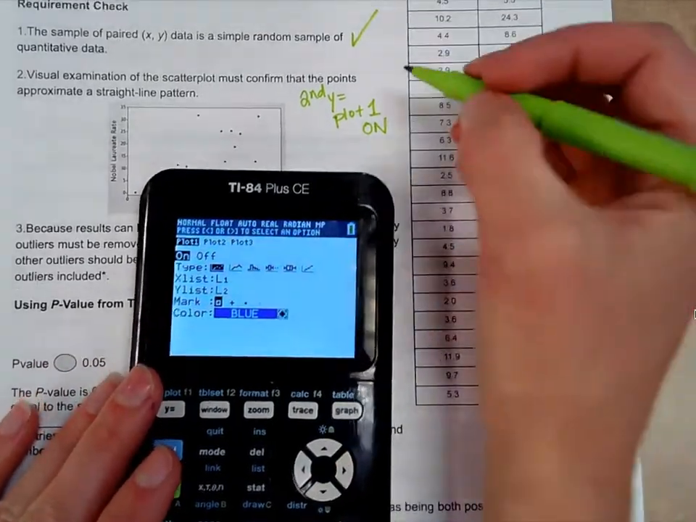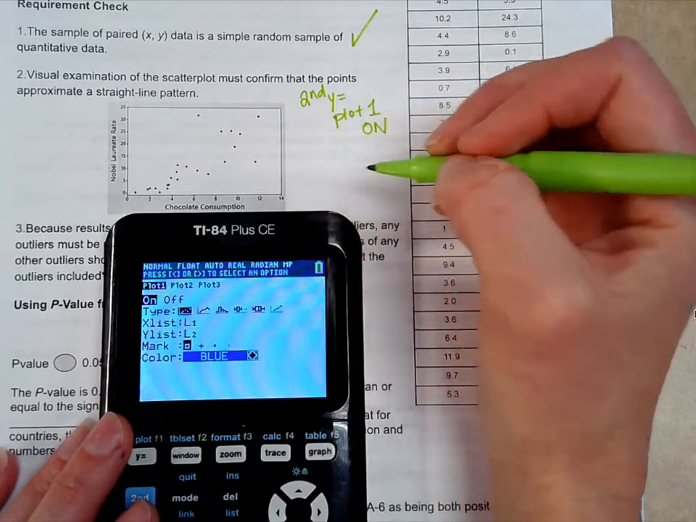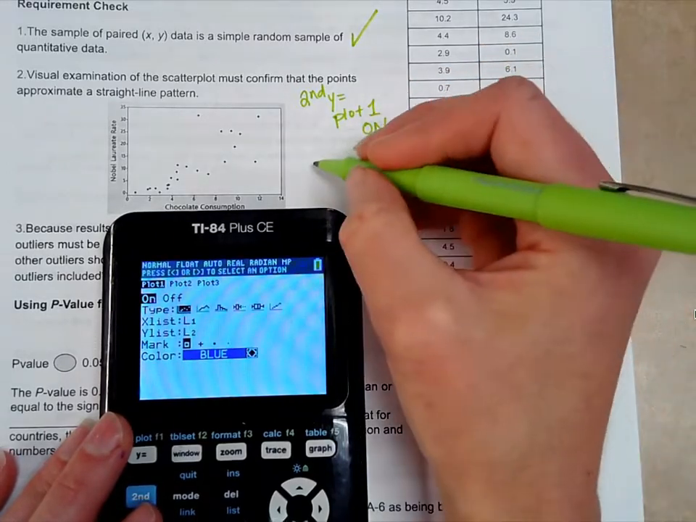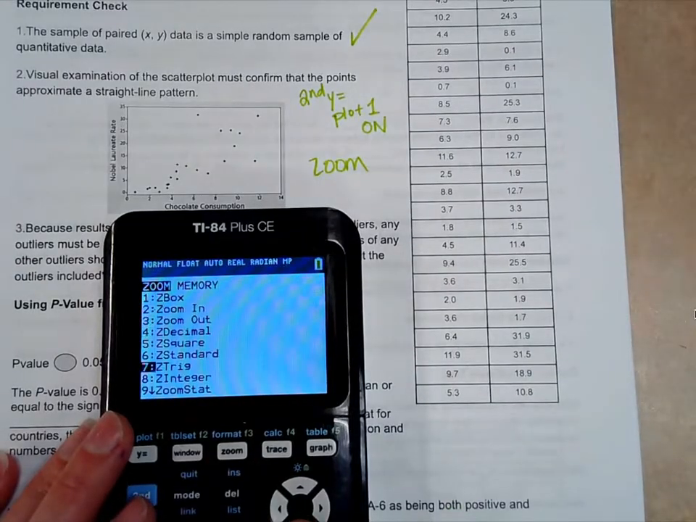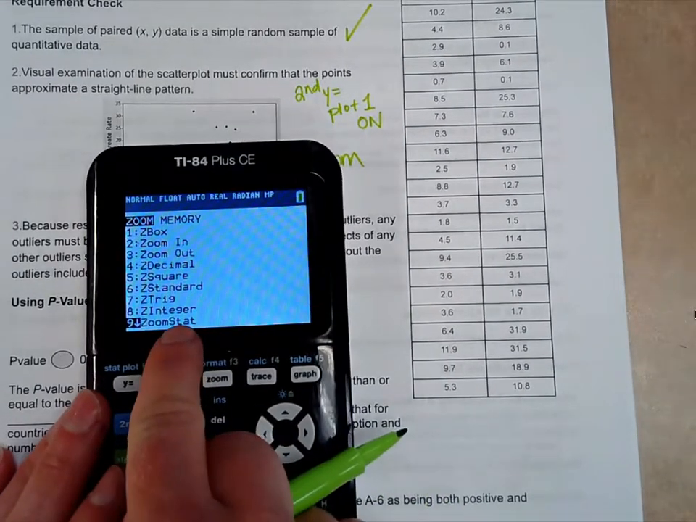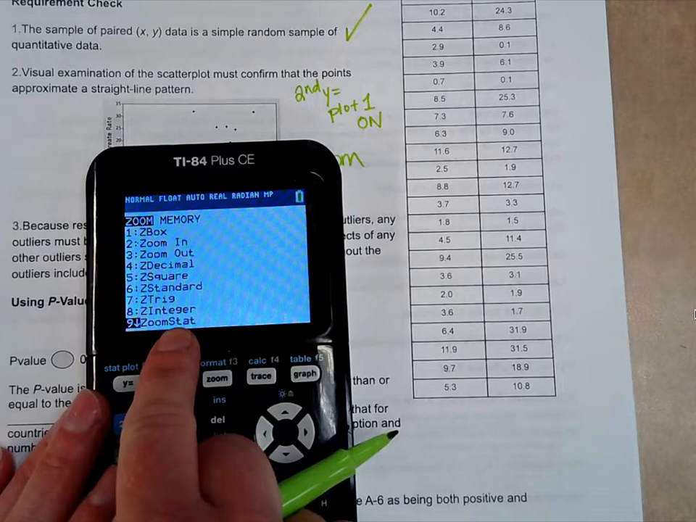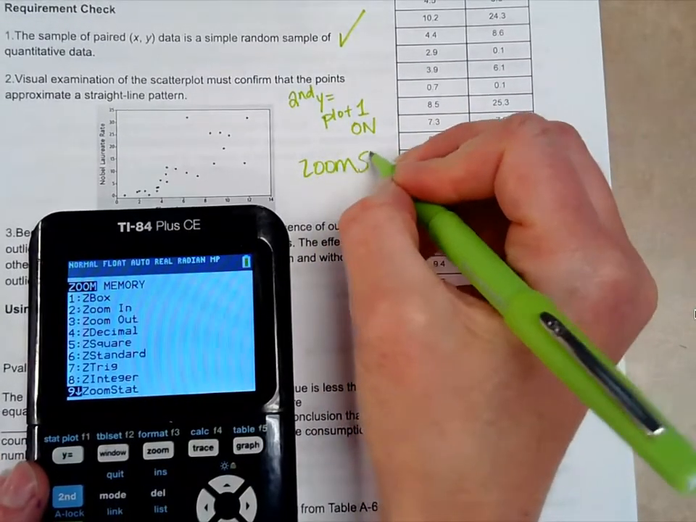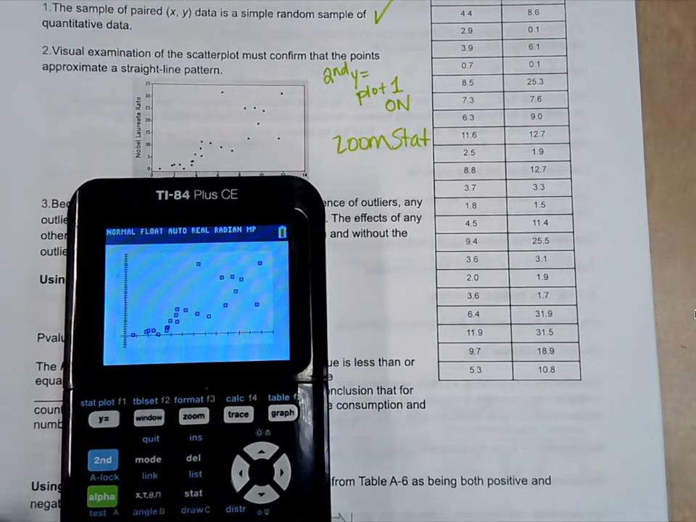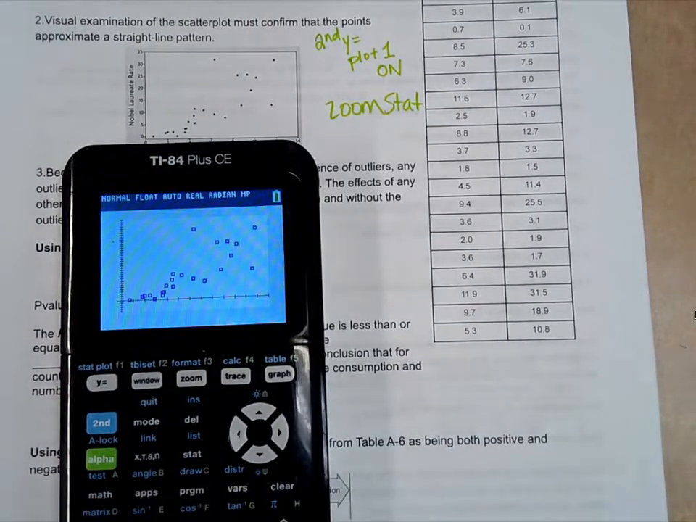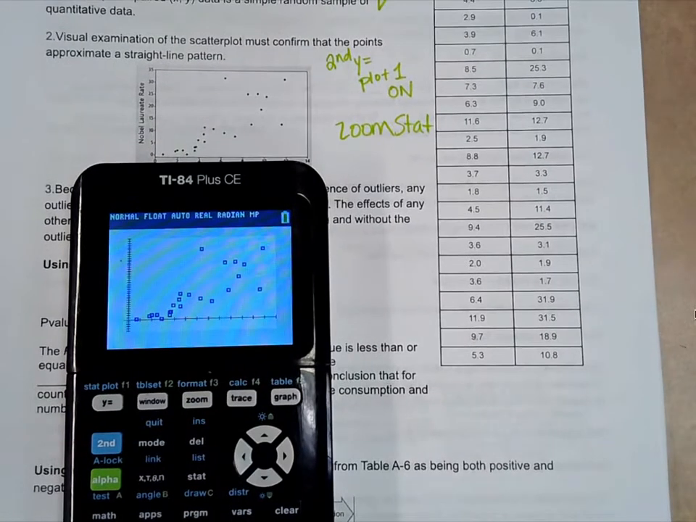And then if you hit graph, you may or may not be able to see all of them. So what you want to do is go to zoom, and zoom to the statistics that you have in. So it's number 9 for zoom stat. And then it comes up with the graph in a way that you can see all of your points. So is it an approximate straight line?